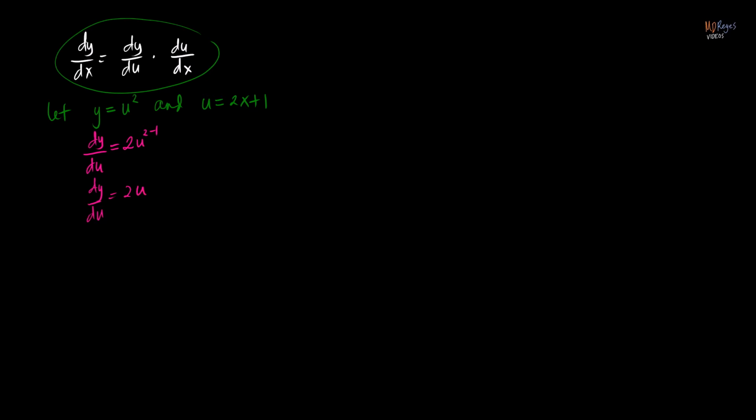Now, what is the derivative of u with respect to x? It's equal to the derivative of 2x plus 1. The derivative of 2x is 2, and the derivative of 1 is 0. So du over dx is 2. Now, what is the derivative of y with respect to x? According to the formula, it's dy over du, which is equal to 2u, times du over dx, 2. If you have the notation dy over dx here, it means that this derivative must be in terms of x, because x is the independent variable.